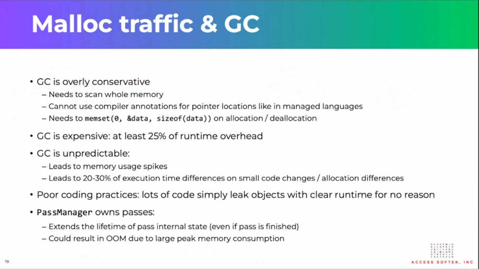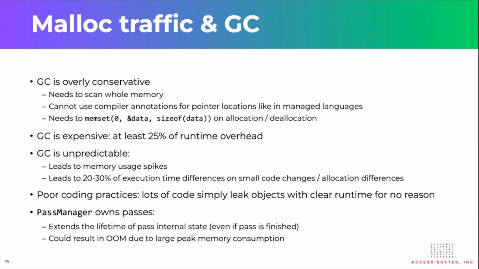So I understand that, due to historical reasons, P4C is backed by a garbage collector. But the garbage collector in C++ is overly conservative. It has to scan the whole allocated memory. And there's a huge difference compared to the garbage collectors in other managed languages like Java or C# or Golang, because in these languages the garbage collector is usually much more precise, since it uses compiler-generated metadata to know where the pointers are.